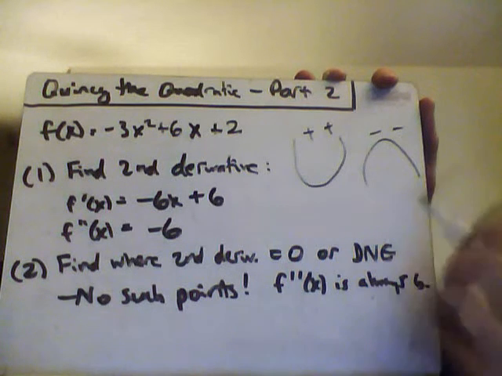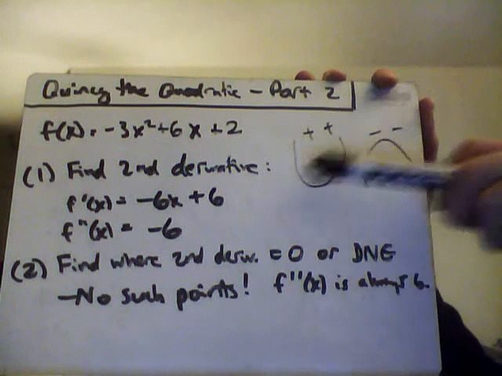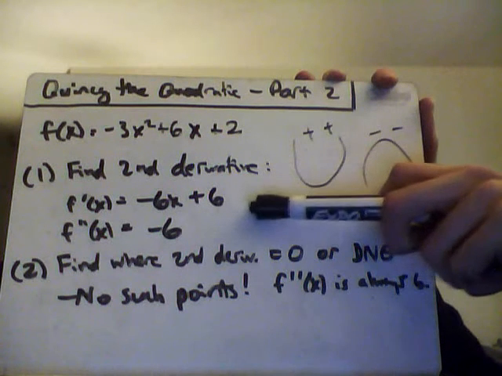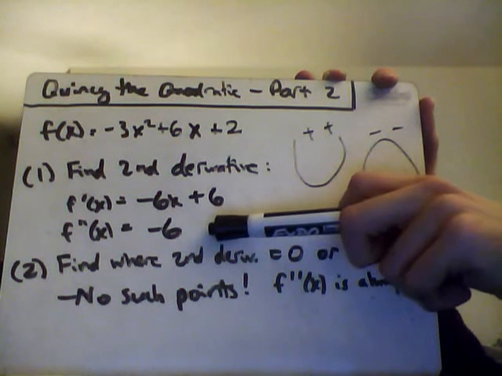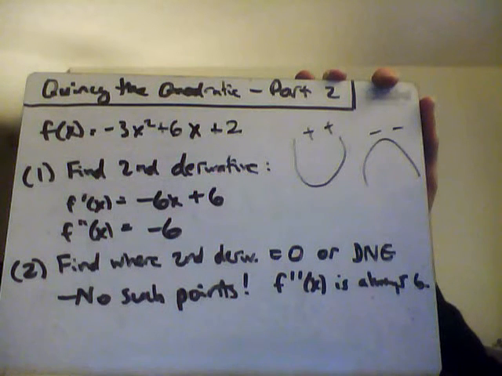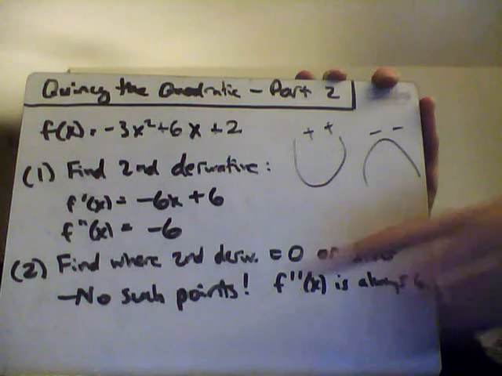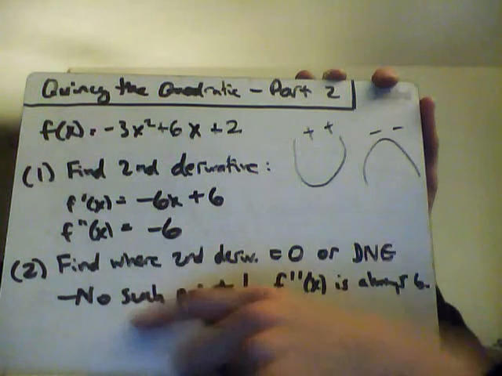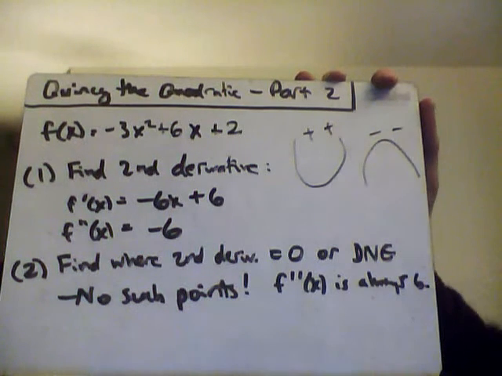Okay? So, as you might expect, our first step will be to find out what the second derivative is. If you remember in the first part of Quincy the Quadratic, we found out that f prime was equal to negative 6x plus 6. Therefore, f double prime is equal to negative 6, which will give us a little bit of an issue in part 2 where we need to find whether the second derivative is equal to 0 or does not exist. These are critical points of the first derivative. You'll notice there are no such points because negative 6 is always what that second derivative is equal to.